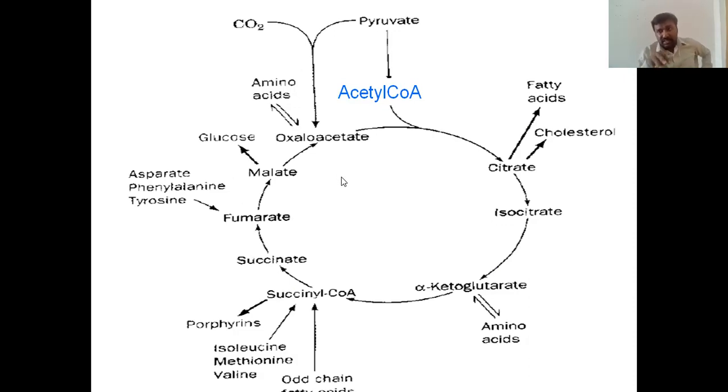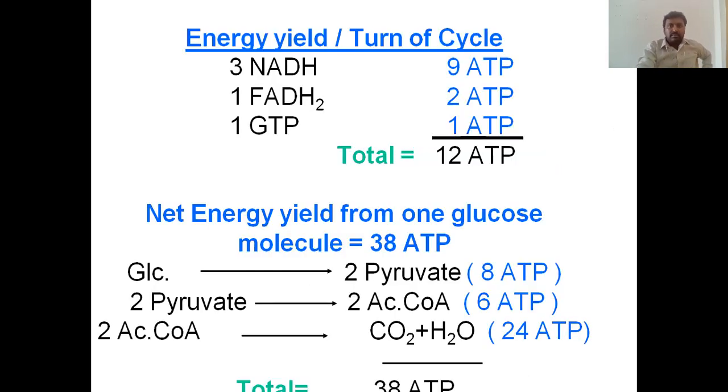So in the citric acid cycle, how these are formed, how some amino acids and fatty acids are involved in the biological system. So that is the class regarding the citric acid cycle and Krebs cycle.